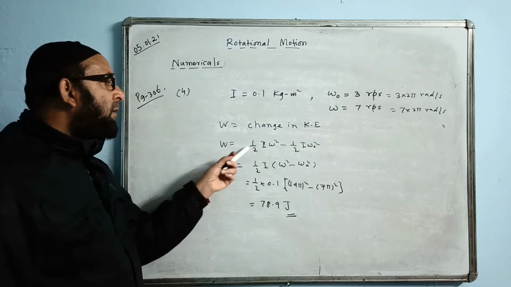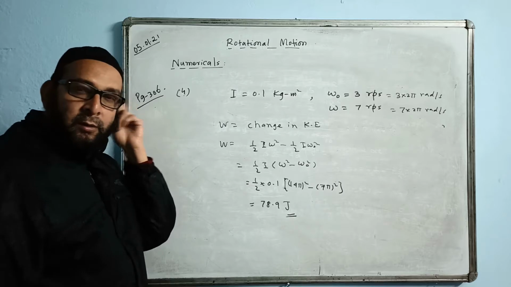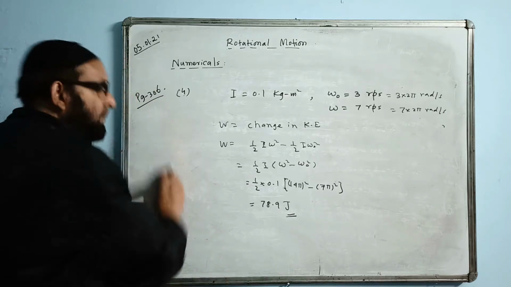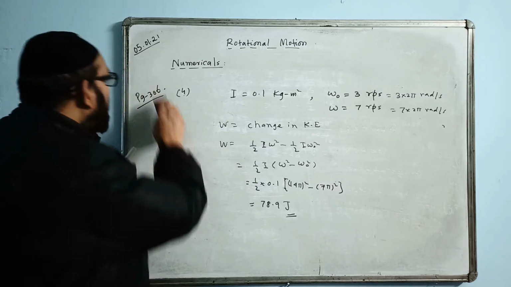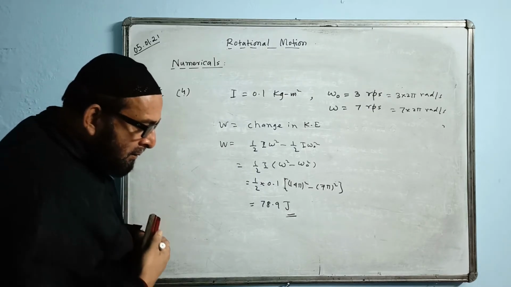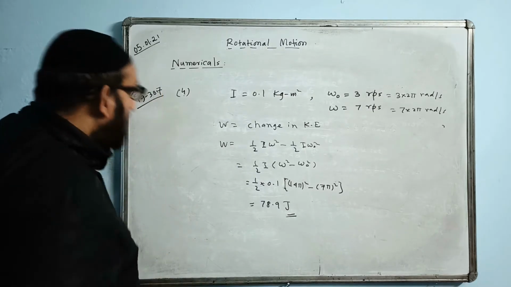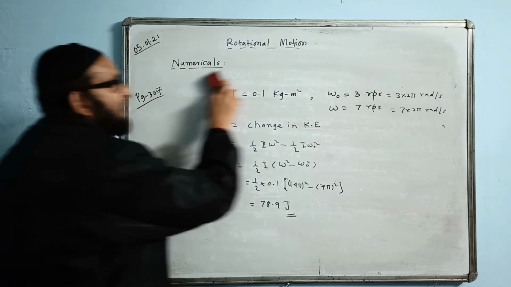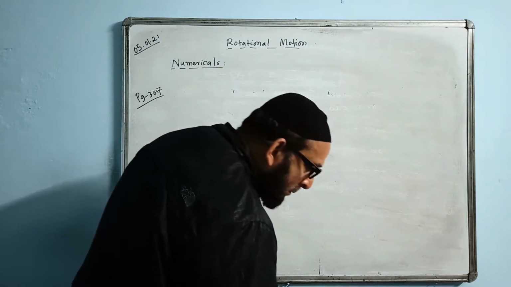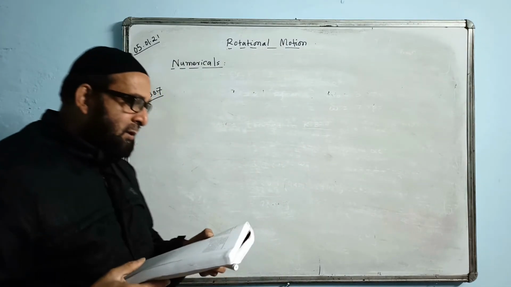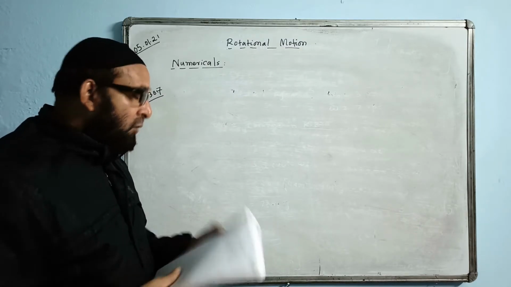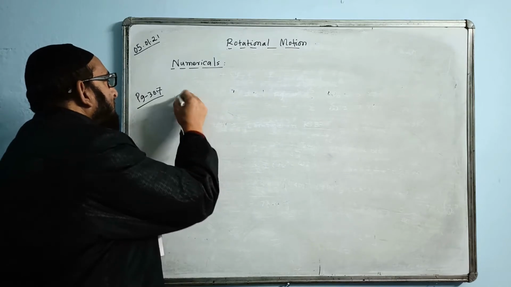So we are using the formula of rotational kinetic energy, half I omega square. This was the problem of page number 307. Okay. So next question. Next question is question number 7 of page number 307.